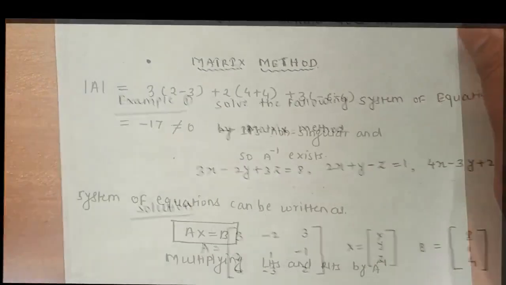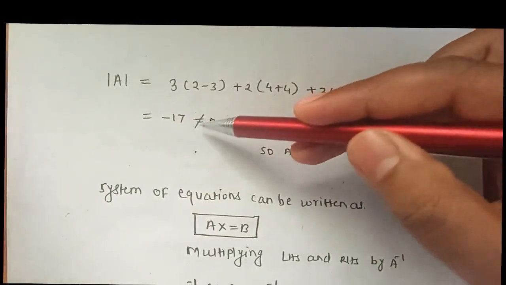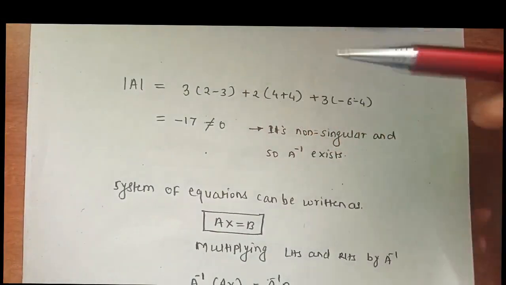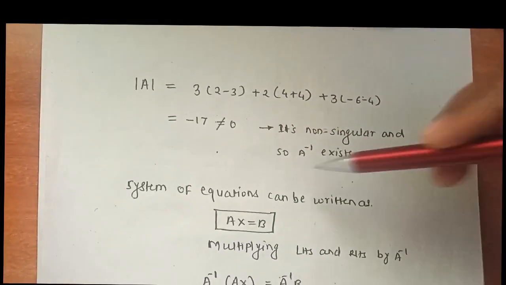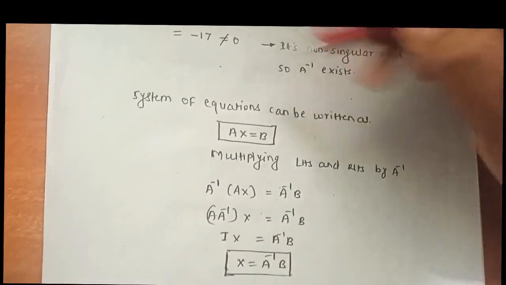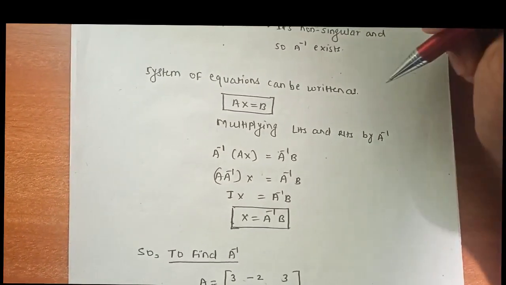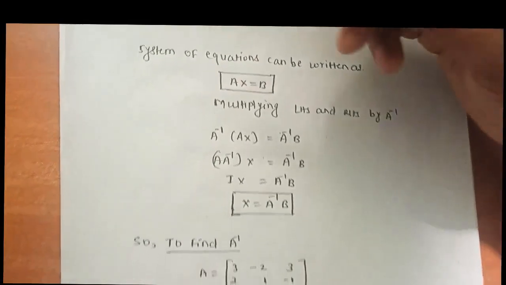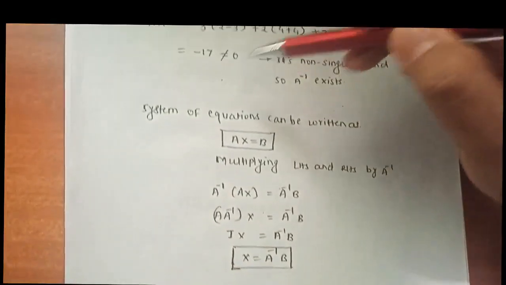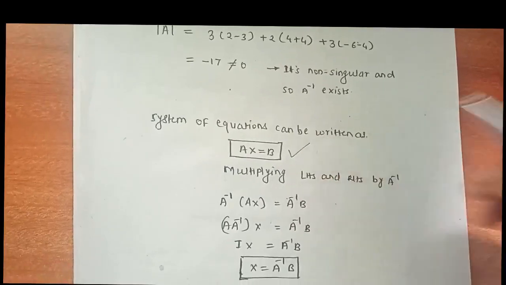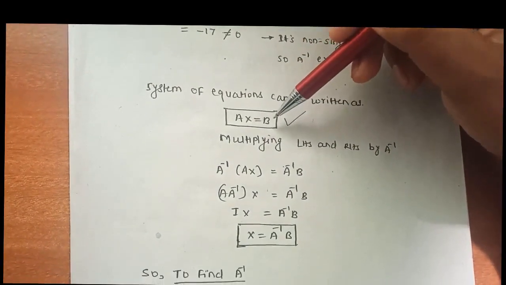Next, find the determinant. It's coming minus 17, which is not equal to 0. That means non-singular, and then A inverse exists. This condition is not required anyway, since you are not finding the inverse here. Now, to solve the system of linear equations, you have to write it down like this: AX is equal to B.